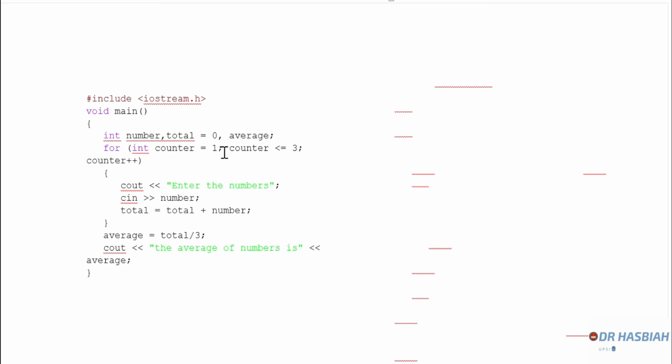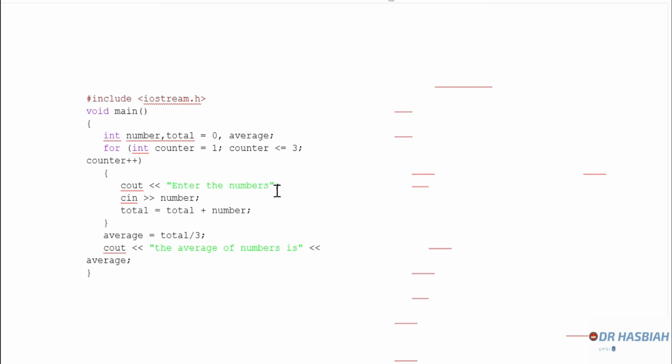Now counter plus 1, so 1 plus 1, we have 2 here. You check here, 2 less than 3, yes, so we have to enter the number again. Let's say now you enter the second number, 2. So total equal to, just now we have total 1 plus 2, you get total now 3, and then counter plus plus again. The counter 2 plus 1 you get 3. 3 is still equal to 3, not less but equal to 3, so we will perform the looping again.